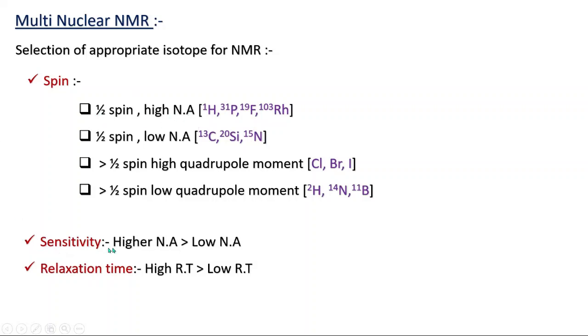You can see the second point, sensitivity: higher natural abundance is given greater priority than lower abundance. Then, for spin greater than half, there is high quadrupolar moment and low quadrupolar moment. Chlorine, bromine, iodine have high quadrupolar moment, and high quadrupolar moment means they behave like non-magnetic nuclei. So spin half with low quadrupolar moment, or spin greater than half that also has low quadrupolar moment, is preferred.